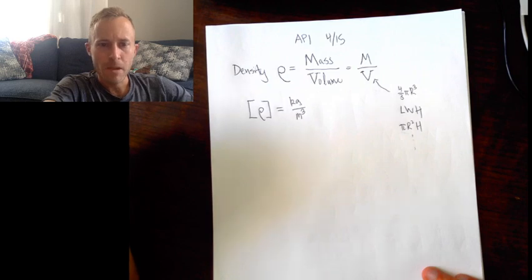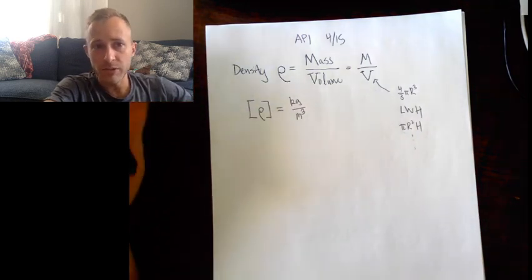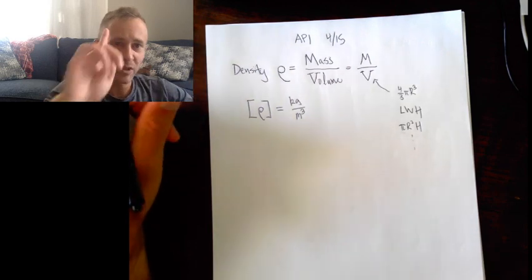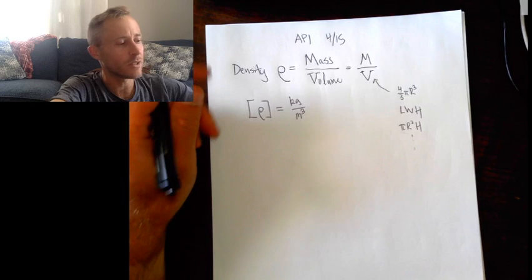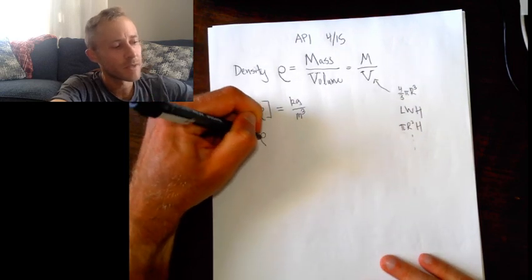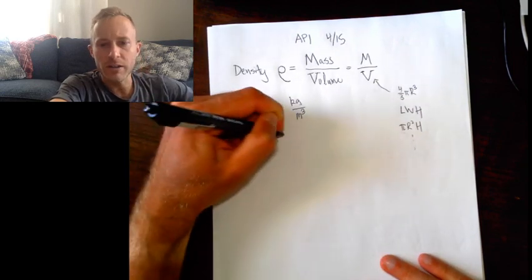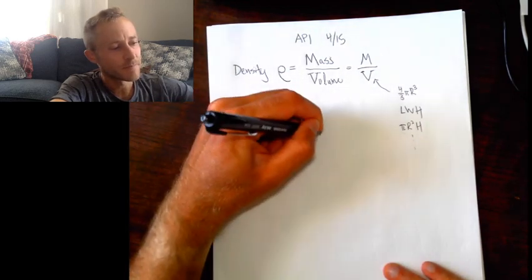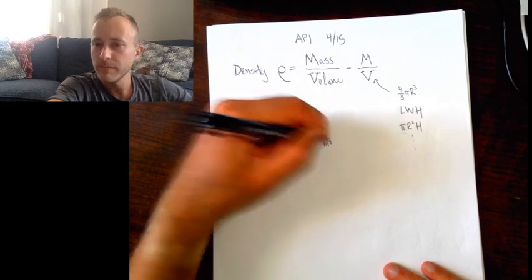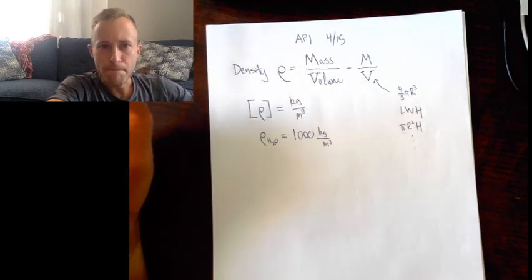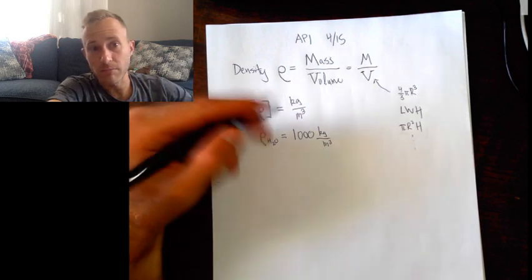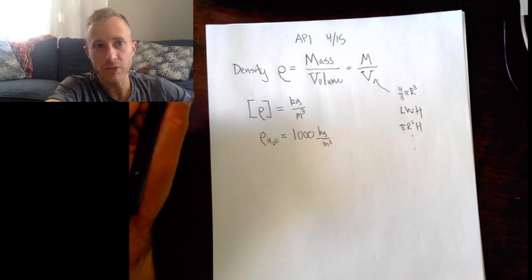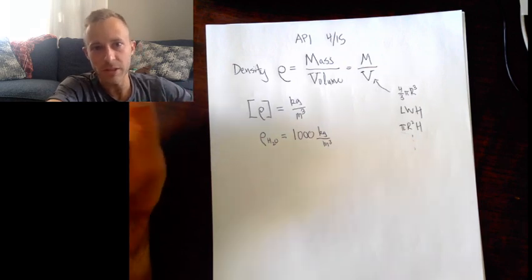All right. I'm going to give you a couple of densities. You don't have to memorize these densities. Actually, there's one density that I do want you to memorize, and that's the density of water. The density of water is 1,000 kilograms per cubic meter. That's fresh water. The density of salt water is slightly more. It's 1,025. Depends on salinity.